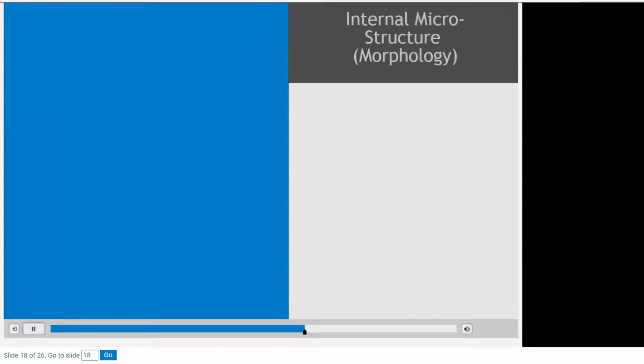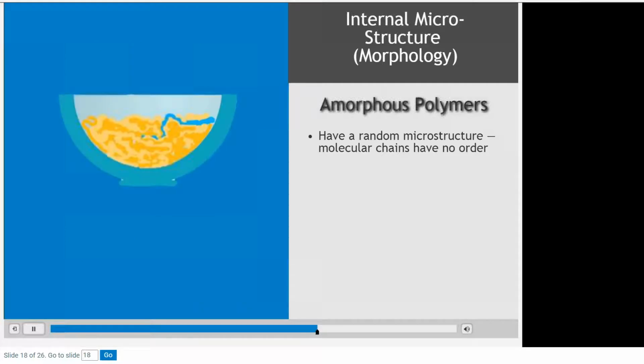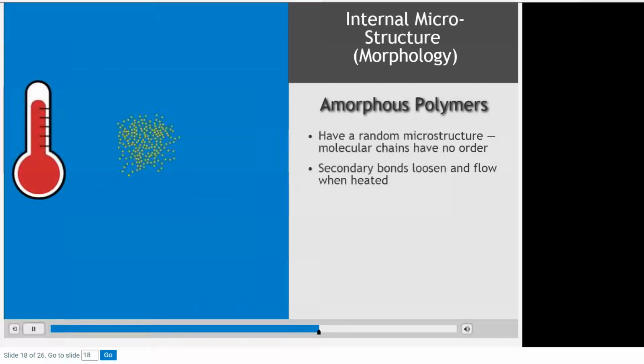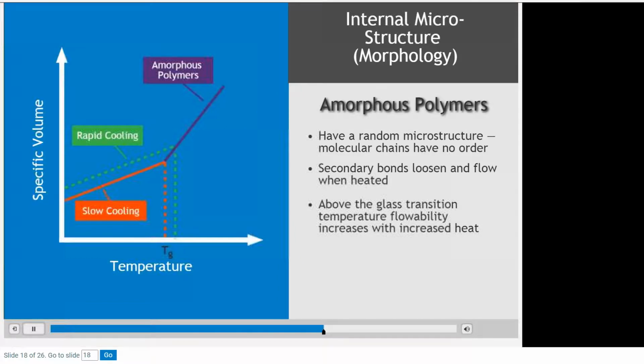All thermoplastic materials have an internal microstructure, or morphology. This microstructure affects the material's behavior during the molding process. Let's start by looking at the internal microstructure of an amorphous material. Amorphous materials have a random microstructure, meaning the molecular chains have no specific orientation or internal order, like the earlier bowl of spaghetti example. When the material is heated, the secondary bonds loosen and the material begins to flow. The heat must exceed the glass transition temperature, shown in this graph as Tg, after which the flowability improves with increased heat.